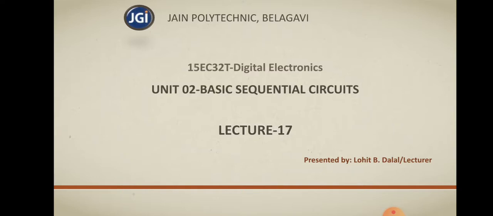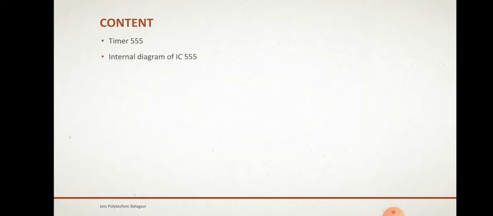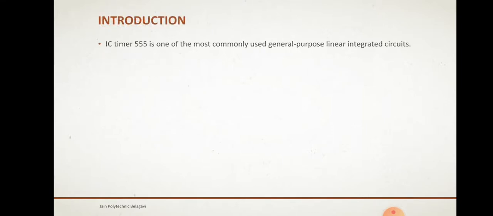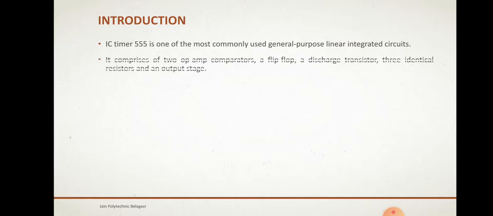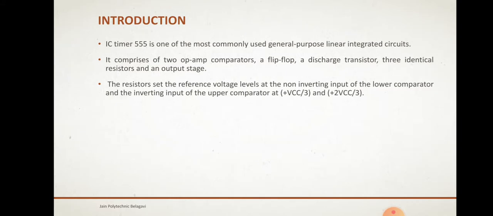In this lecture I am going to discuss timer 555, the internal diagram of IC 555, astable multivibrator, and monostable multivibrator. IC timer 555 is one of the most commonly used general purpose linear integrated circuits. With its simplicity, monostable and astable multivibrator circuits can be configured around the IC. That is one of the main reasons for its wide use, since it is integrated in one IC, and also the resistors.